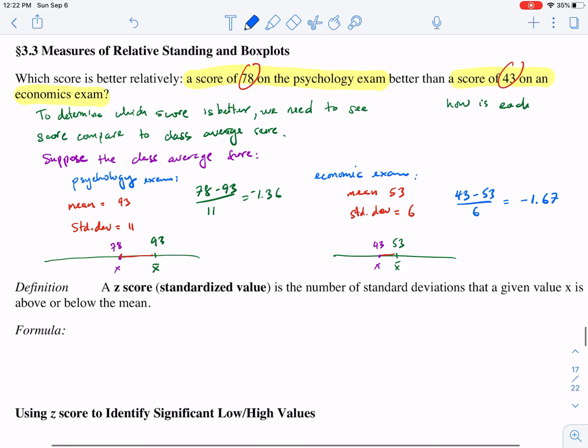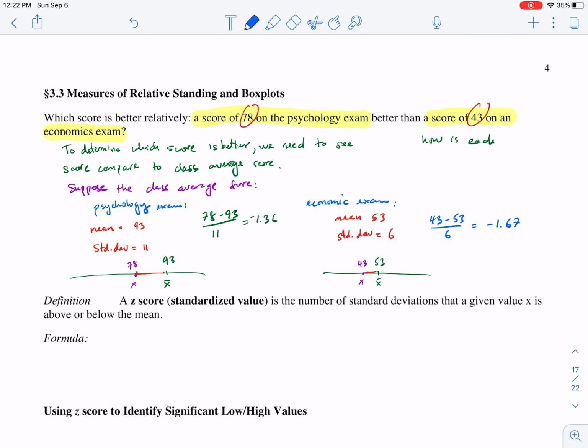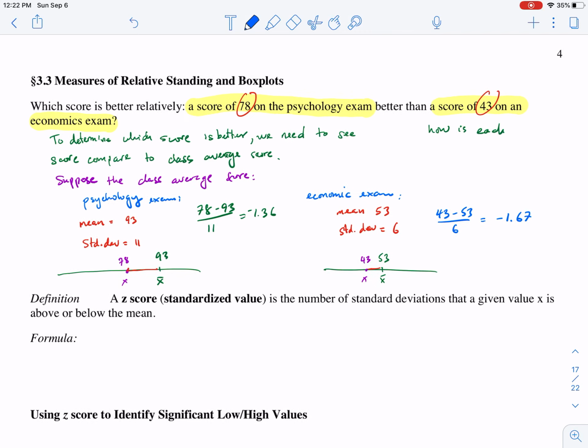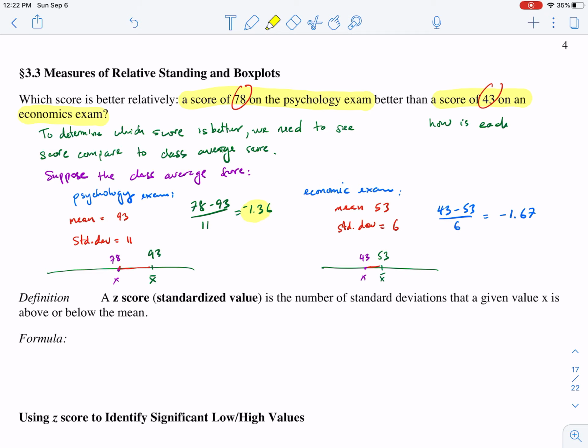Okay. So now, I showed you an example where the score of 43 is relatively better. So that way we can see that although the score is lower, it can be relatively better. But anyway, it won't matter. In this case here, we got two z-scores: one is negative 1.36, one is negative 1.67.